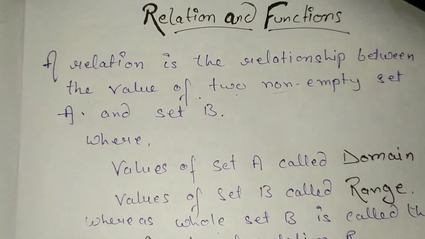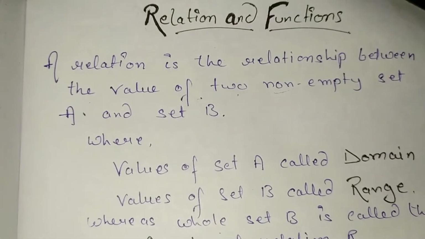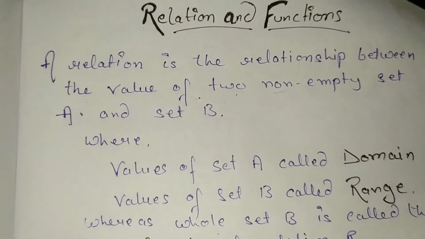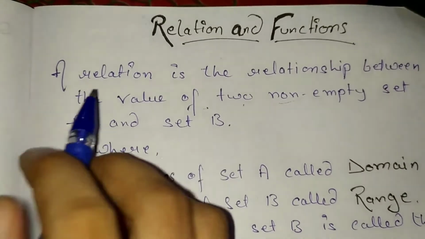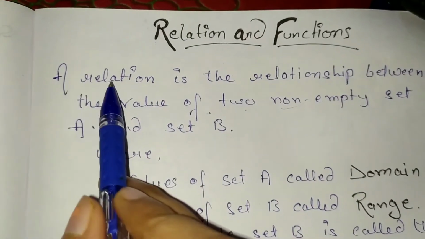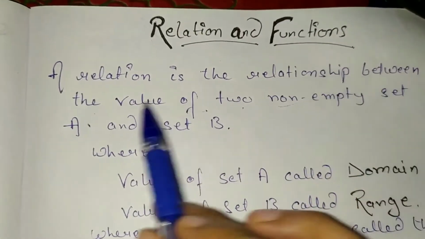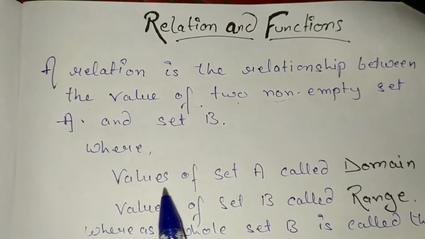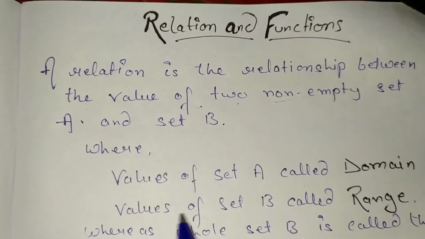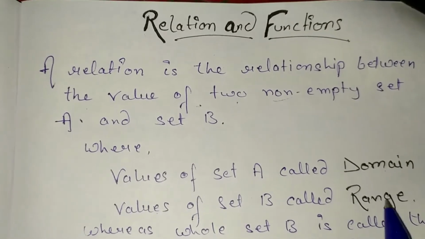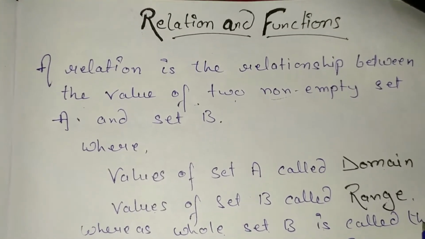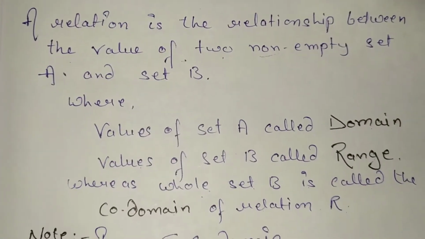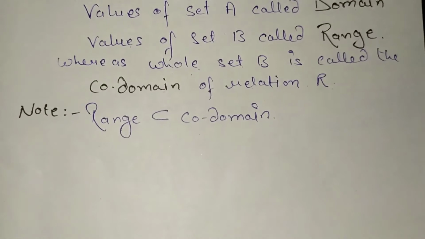Hello everyone. Earlier we have learned about Cartesian product and ordered pair, and today we are going to start a new topic, that is relation. Now what is relation? A relation is the relationship between the values of two non-empty sets A and B, where the values of set A are called the domain and the values of set B are called the range, whereas the whole set B is called the codomain of relation R. Now let's understand it with the help of an example.